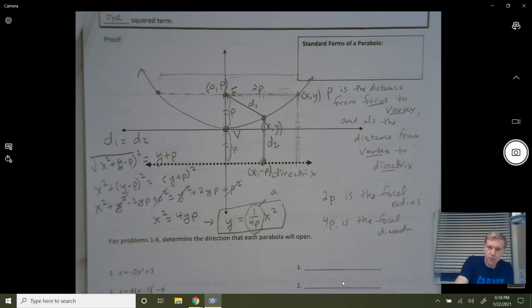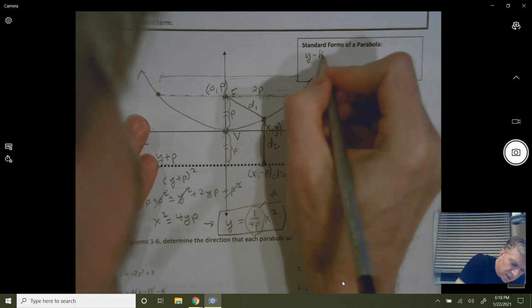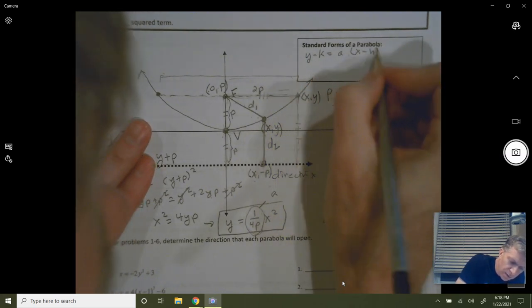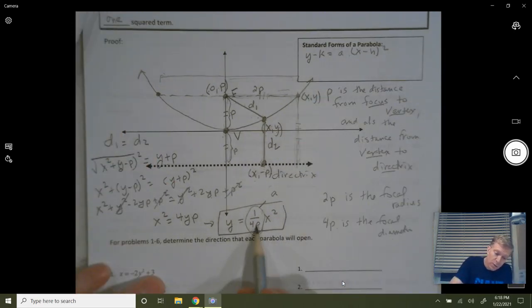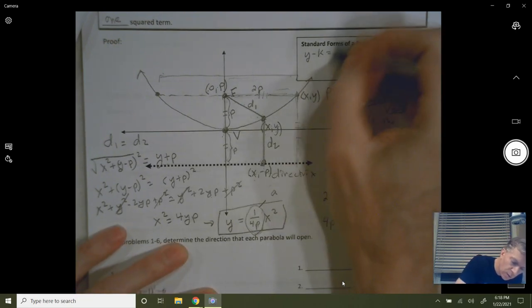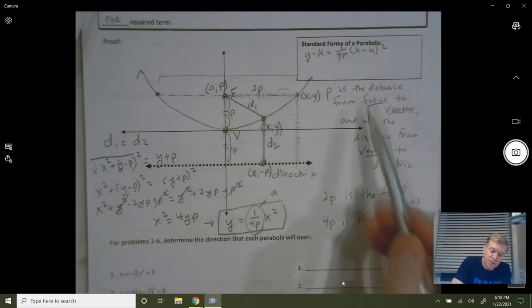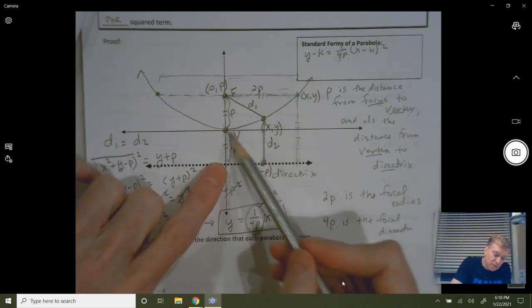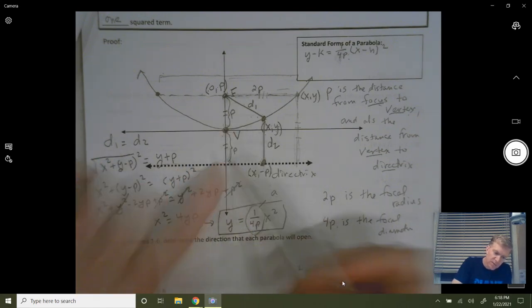Okay, so standard form for a parabola, what we've seen in the past, was y minus k equals a times x minus h quantity squared. The vertex is h, k. Now, this a value we now know is 1 over 4p. The reason we're going to call it 1 over 4p is because 1 over 4p has more meaning to us. The p value has a meaning. p is the distance from the focus to the vertex, and vertex to the directrix is your p value.